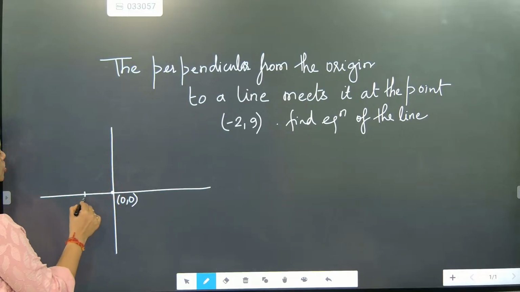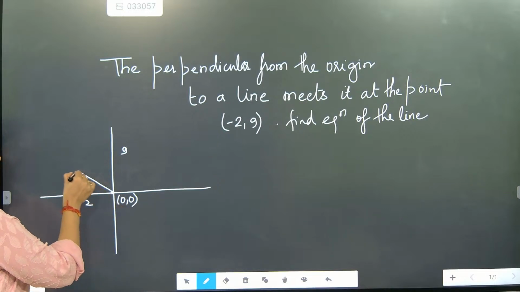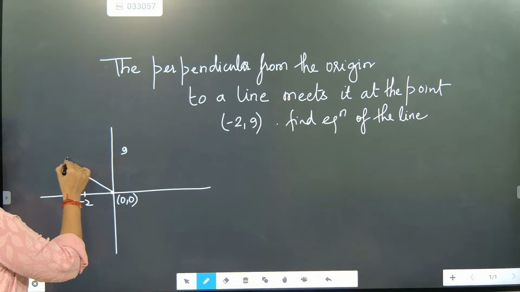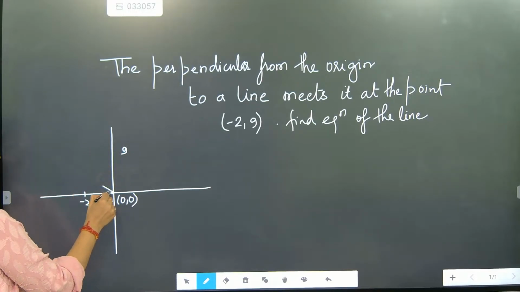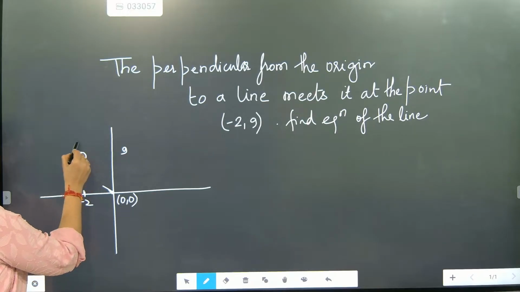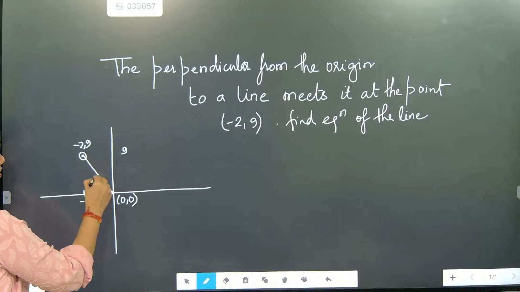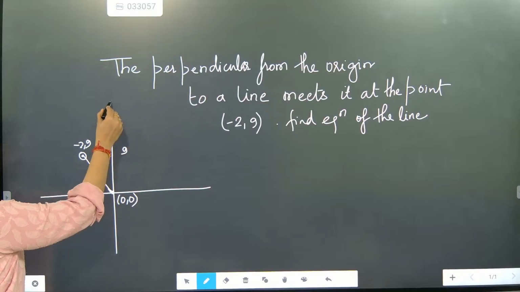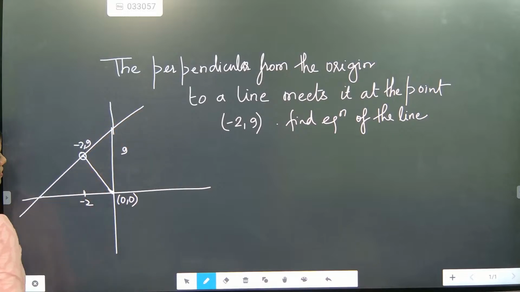X value is -2, y value can be 9. So the perpendicular drawn is exactly going to meet that point. So the point can be taken like this. We can draw the line and here, this is the point, -2 comma 9 is the point. So at this point (-2, 9), this perpendicular from the origin is meeting the line. So we can draw the line like this. Okay, this is perpendicular. Super.